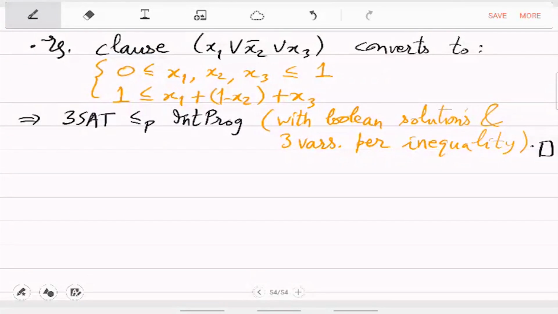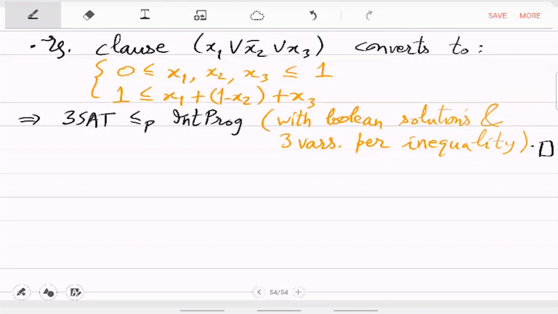You are not even using the full power of integer programming. You are just using integer programs that are only looking at 0, 1 solutions, Boolean feasible solution points, and each inequality has at most 3 variables. Already this is NP-complete. So since a special case of integer programming is NP-complete, the general case is also.